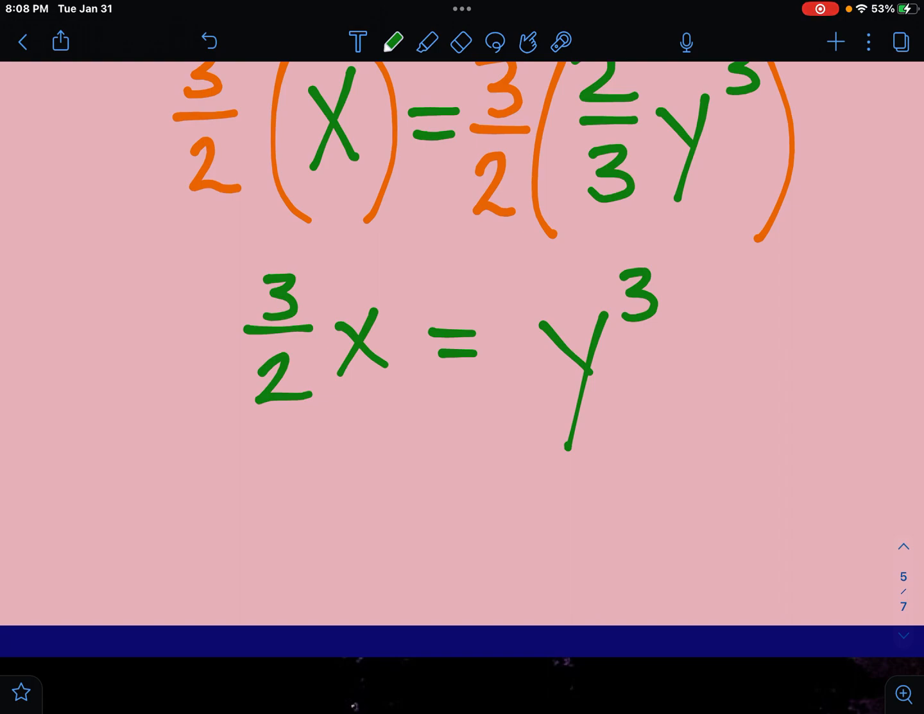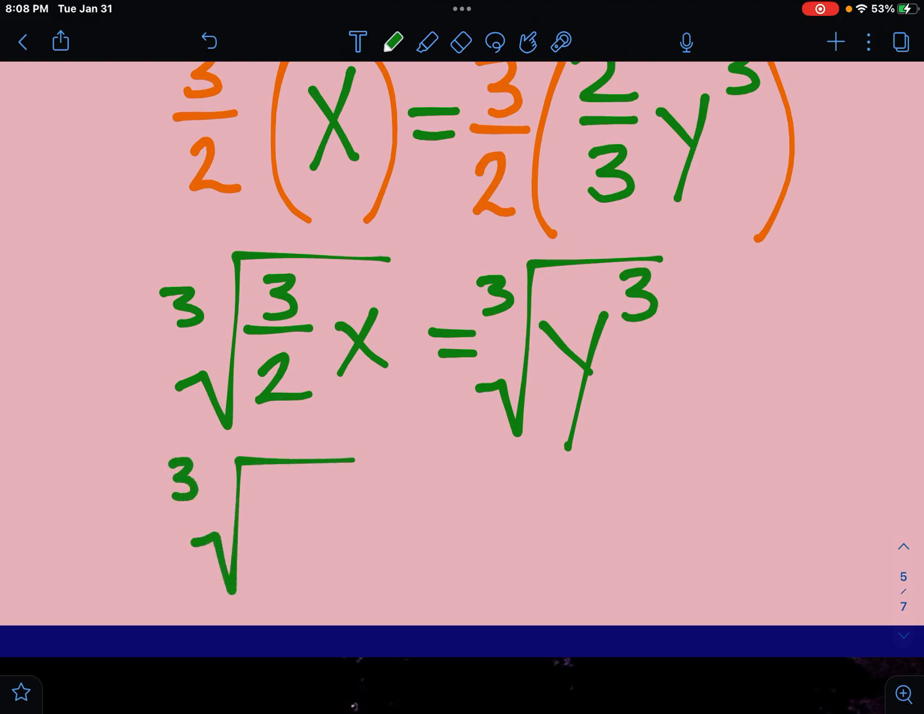Now I need to get y by itself. And I have y to the third right now. I need to undo that third power. So I'm going to take the cubed root of both sides. I have the cubed root of 3 over 2x equals y.